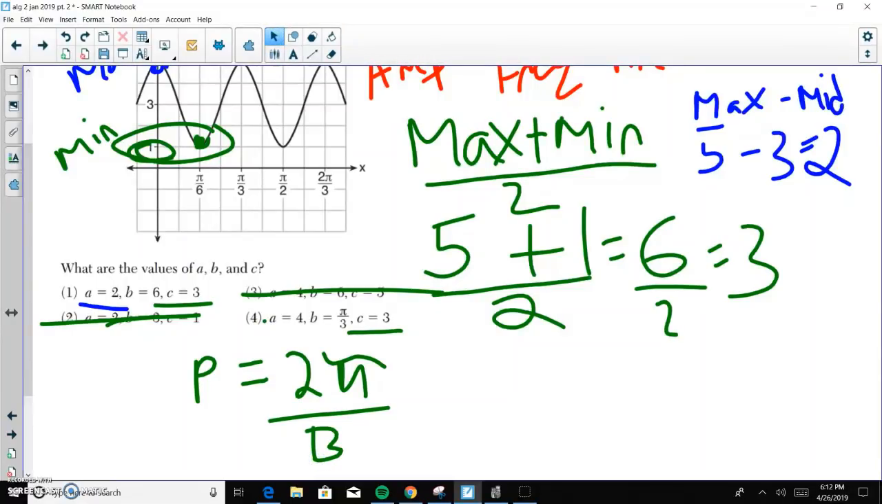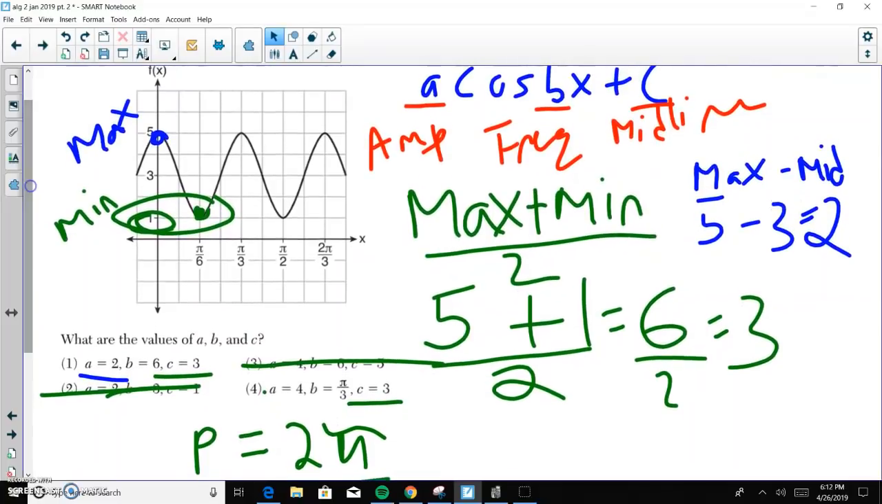So what do we know here? We have to find out what the period is going to be in order to find out what the frequency is. So the period is how long it takes to complete one complete cycle. So let's start at this minimum, and then let's go to this minimum. How long is that period? That one complete cycle is going to be pi over 3. So from here to here is pi over 3.